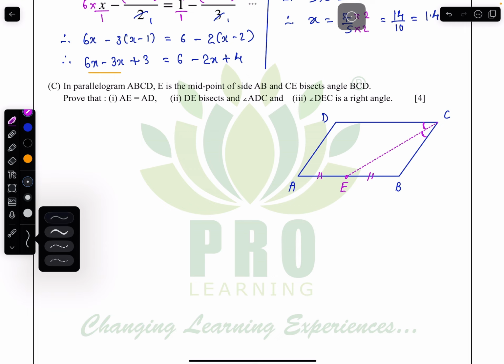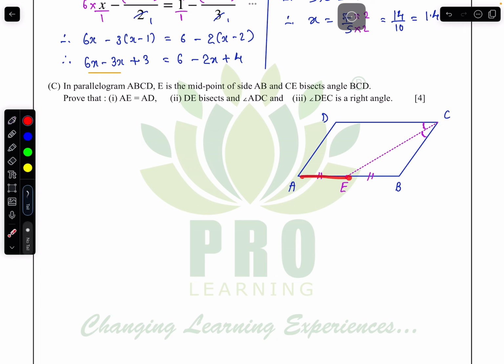So our endeavor is to prove AE is equal to AD. These two sides are required to be proved equal. Then DE bisects angle ADC, so we are also looking at these two angles being equal. Then we also need to prove this is 90 degrees, the last part here.